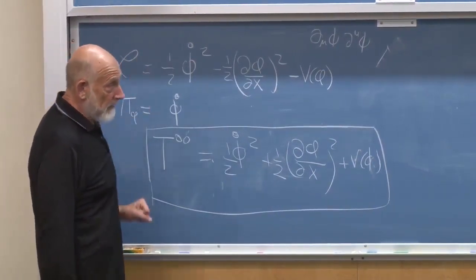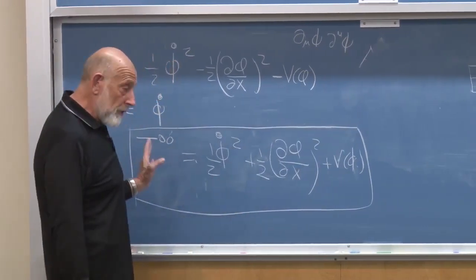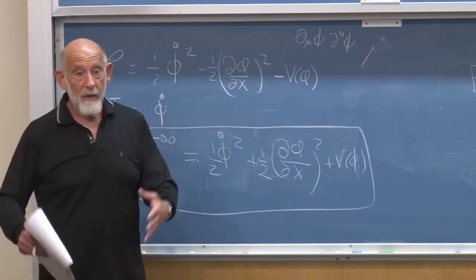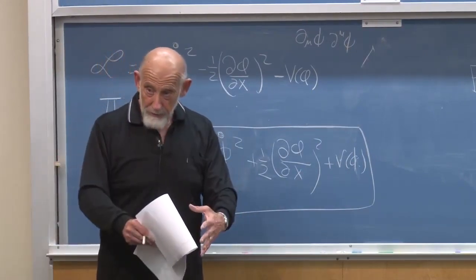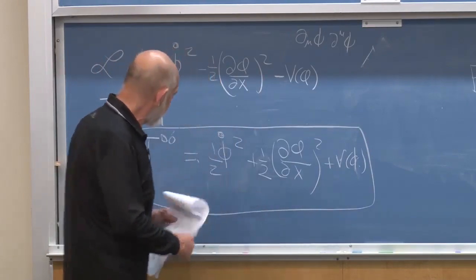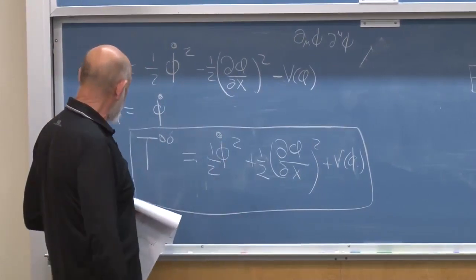We can come back later to the continuity equation, which is important, and there is a continuity equation for energy. The continuity equation for energy says that if you see the energy density changing someplace, it's because there's a flow of energy through the system. Okay, so this is T naught naught, and it's the energy density.